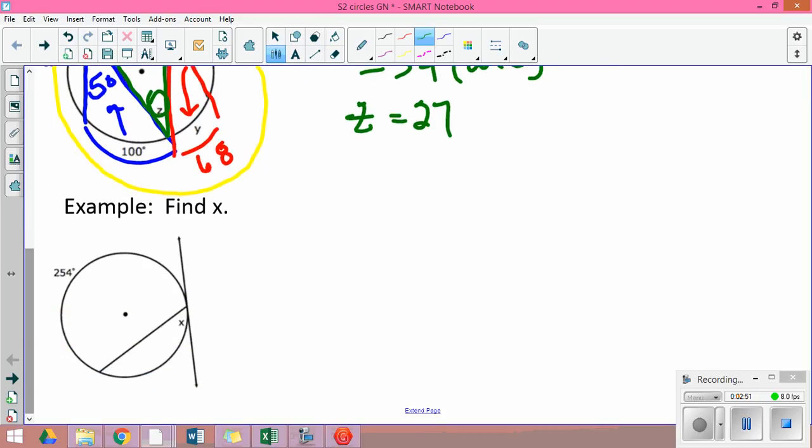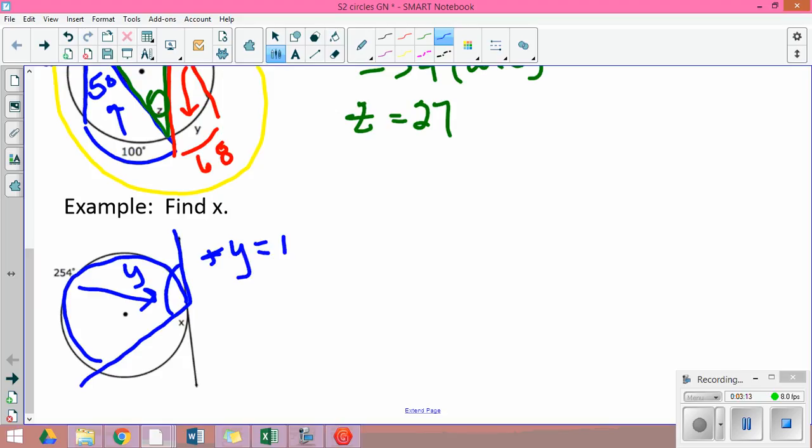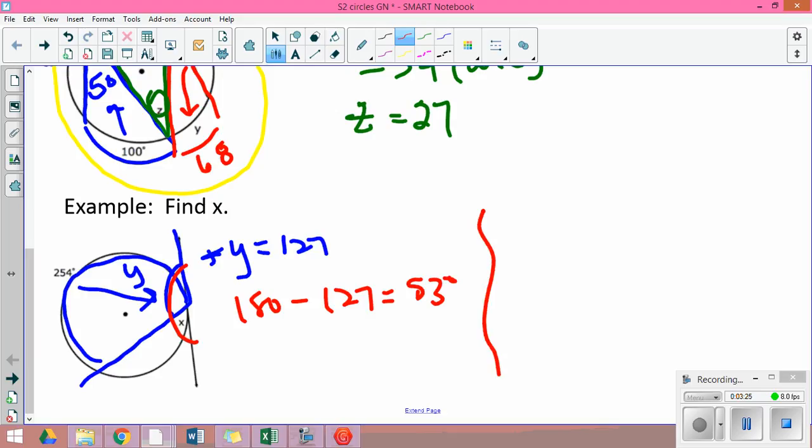Now this one, there's 2 different ways to think about finding X. The first way is if I look at this side and I go in, that's going to get cut in half. And so if we call this Y, angle Y is 127, and then Y and X are a linear pair, so 180 minus 127 gives me that 53-degree angle.